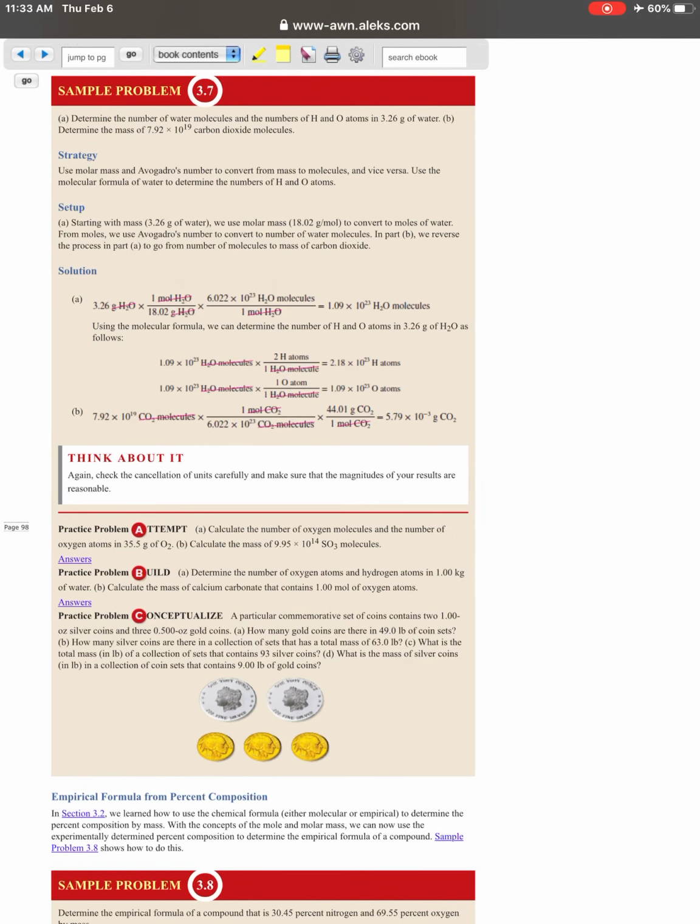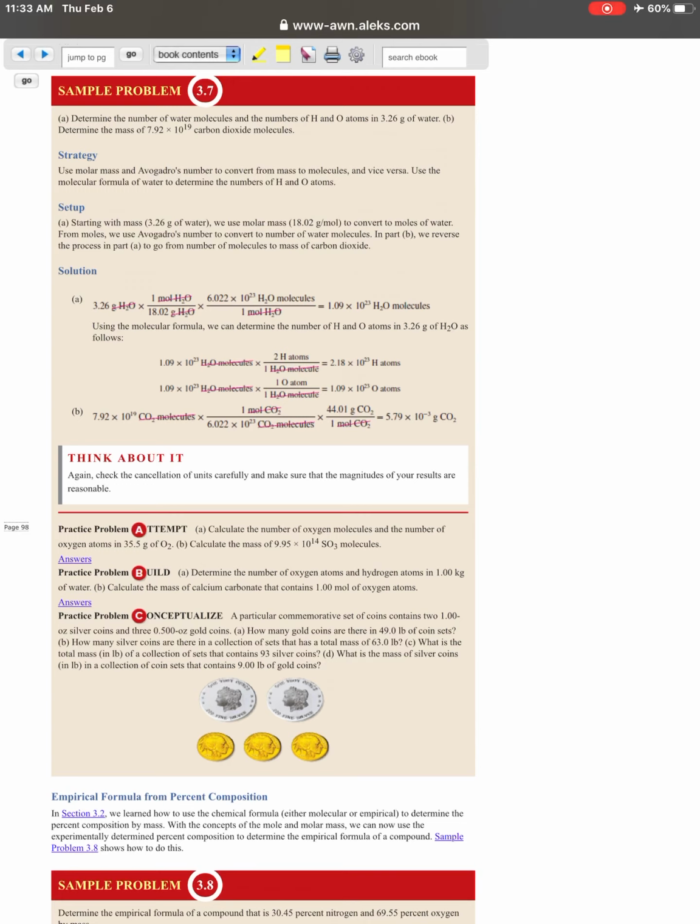Solution A. We start with 3.26 grams of water. We divide by the molar mass, 18.02 grams. How did I get 18.02? From the chemical formula. 2 hydrogens, 1 oxygen. Periodic table. Hydrogen is 1.008. Oxygen is 16.00. You add those up. 2 hydrogens plus 1 oxygen, that gives you 18.02. Then we're going to find the number of molecules of water.